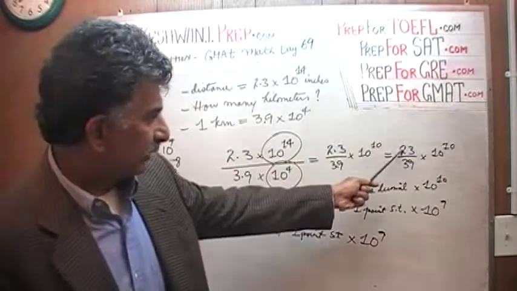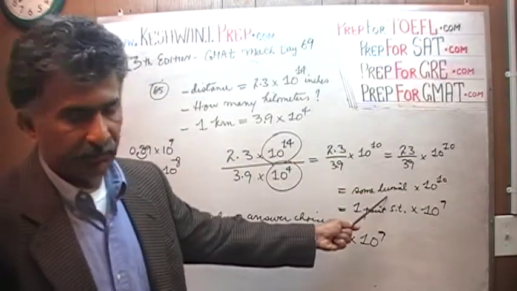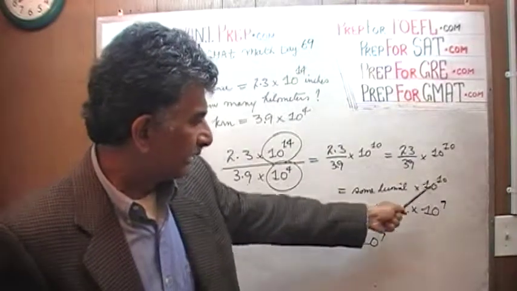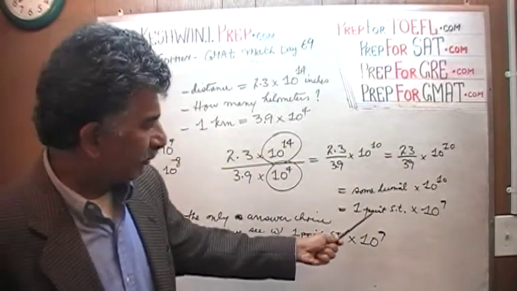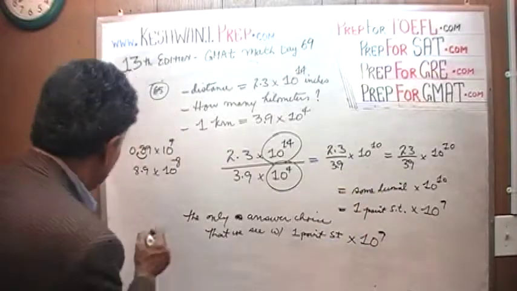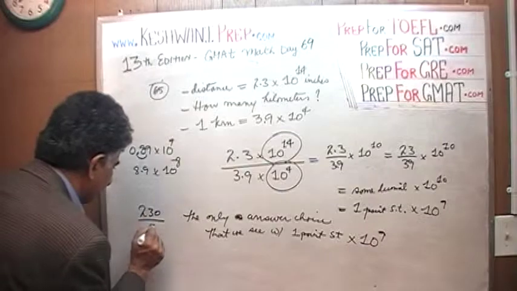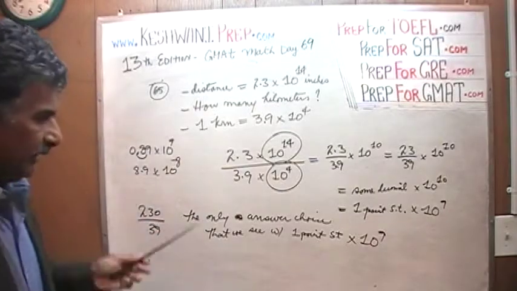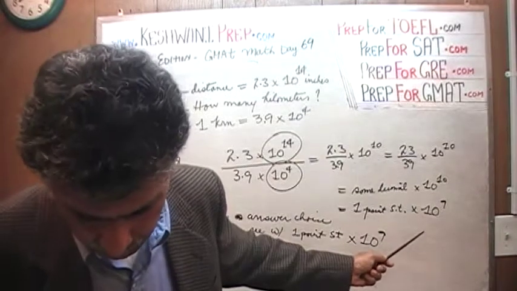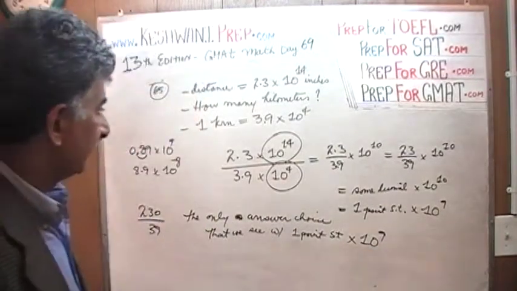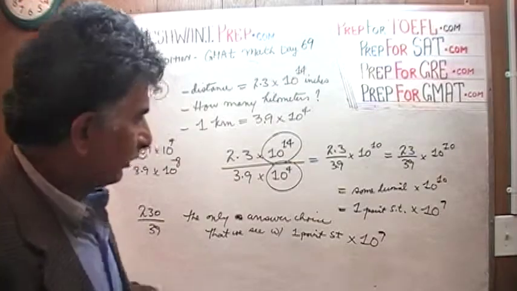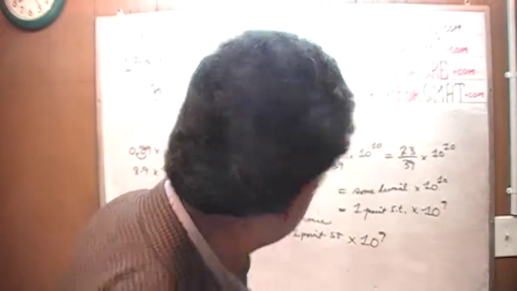So it's 23 divided by 39 is some decimal. I don't know what it is, I'm not interested in it. But it's some decimal times 10 raised to 10. And which is same as 1 point something, whatever it is. It's going to be 230 divided by 39. Whatever that is. It's going to be 1 point something, or it's not going to be 1 point something, is it? It's not going to be 1 point something.